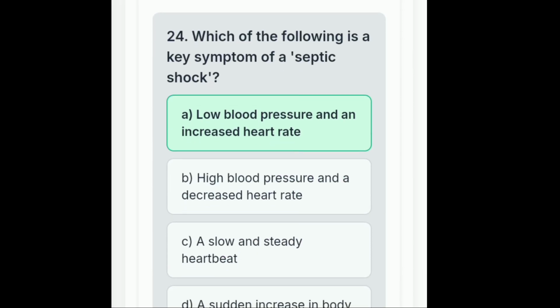Which of the following is a key symptom of a septic shock? Option A, low blood pressure and an increased heart rate. Option B, high blood pressure and a decreased heart rate. Option C, a slow and steady heartbeat. Option D, a sudden increase in body temperature. So A is the correct.